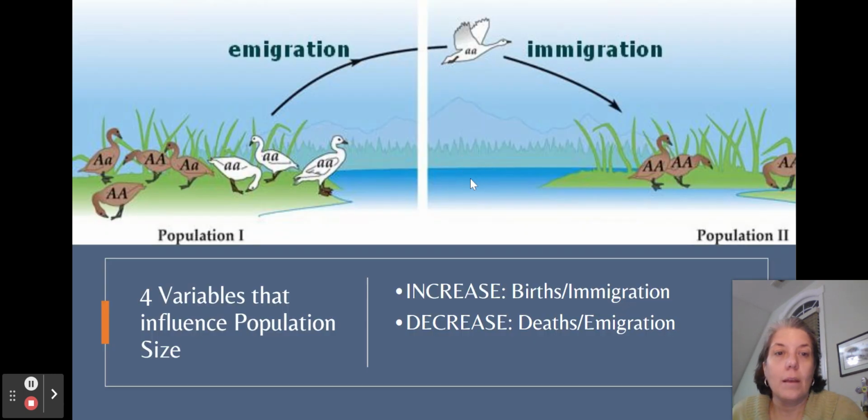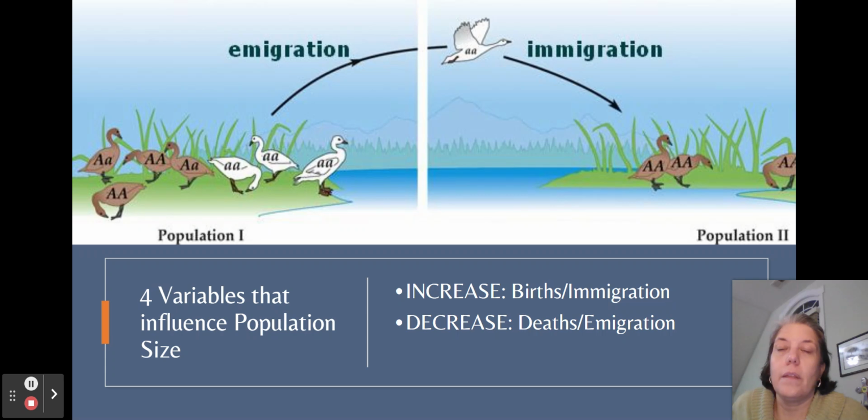Now, there are a couple of things, 4 variables that you can write down that influence the size of a population. Now, we're just talking about size. In order to increase the size of a population, you could have individuals being born or individuals who immigrate to the area. And to decrease the population, individuals could die or they could emigrate, or leave the area.